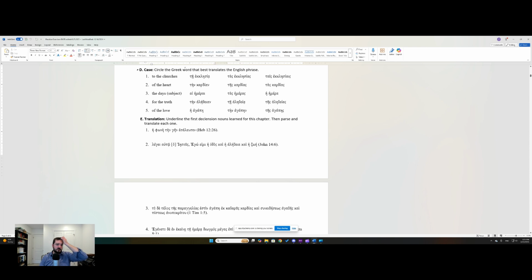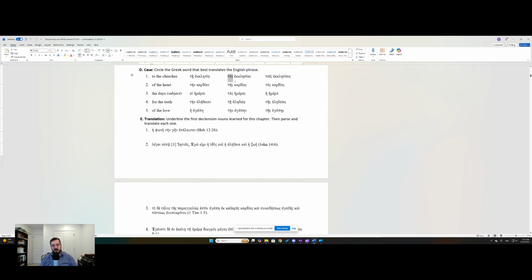And now we've got some of the case stuff here. Let's take a look at this. Circle the Greek word that best translates the English phrase. Well, our English phrase is to the churches. So which one of these matches? We know it can't be this one because this is a dative singular. This is to the church. It's the right case, but it's not actually the right number. Tas ecclesias. Well, this right here can't be it either. It is plural. In fact, we know exactly what it is.